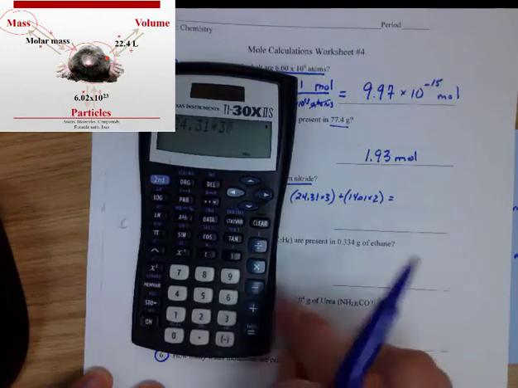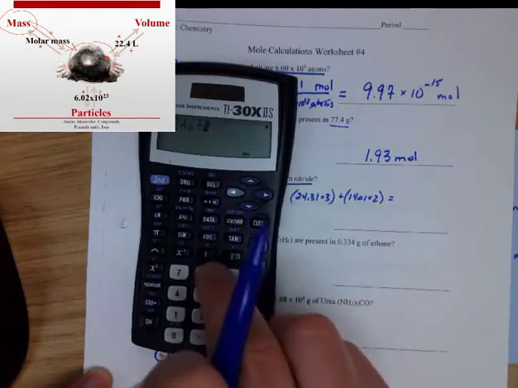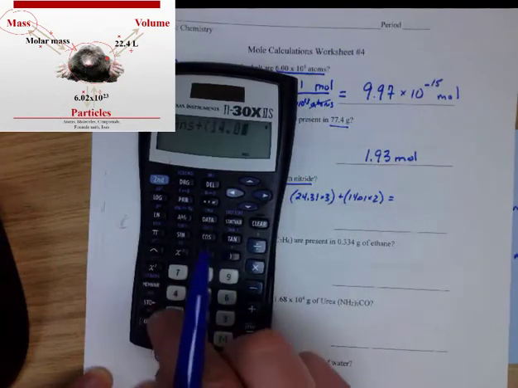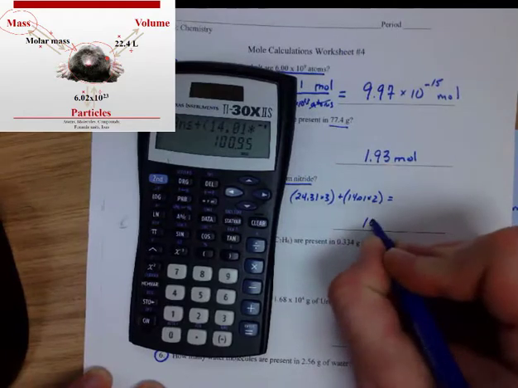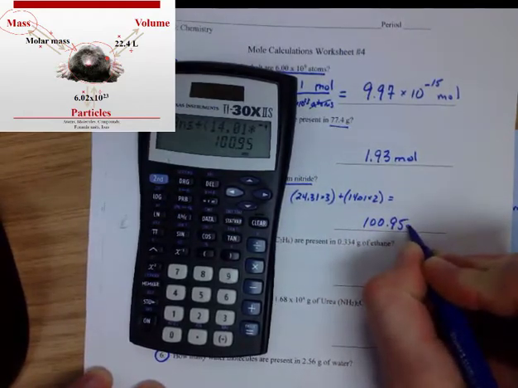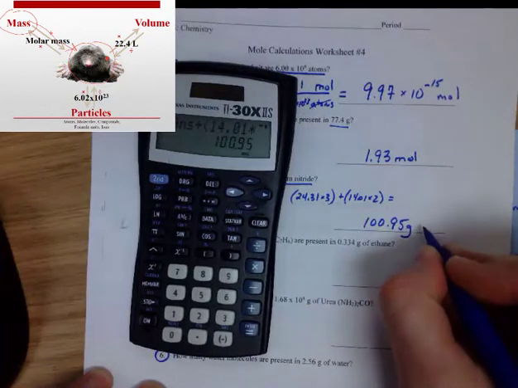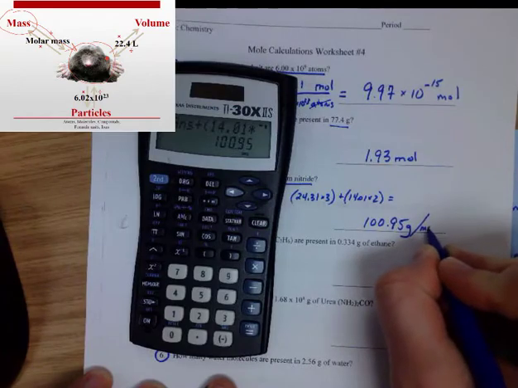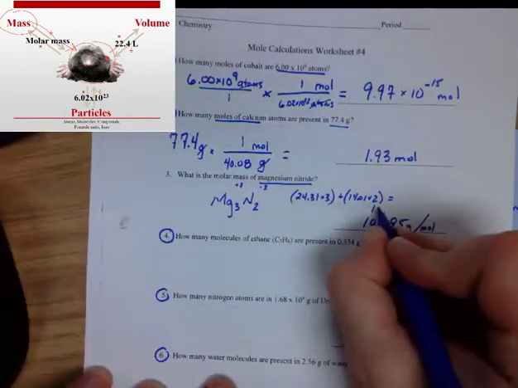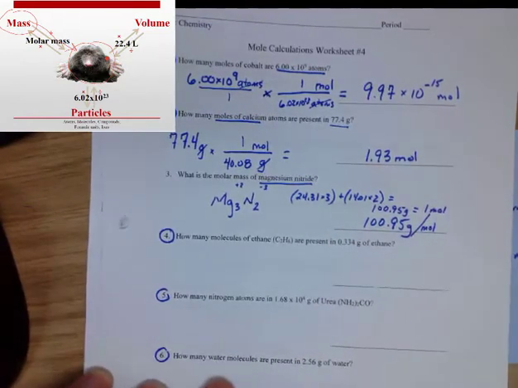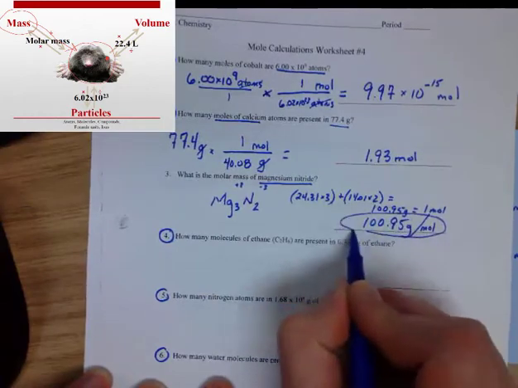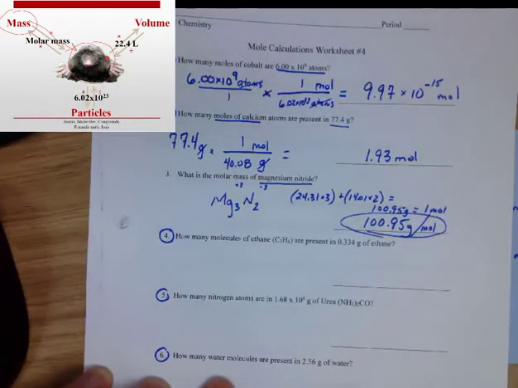24.31 times 3. I'm going to hit equals, I'm going to hit plus, and I'll do this in parentheses. 14.01 times 2. I get 100.95 grams. And that's a mole's worth of stuff. So 100.95 grams. Some people like to say 100.95 grams per mole, or some people like to say 100.95 grams is equal to 1 mole. Either of those is fine. I tend to prefer this for a molar mass. I tend to like my answers not having equal signs in them.